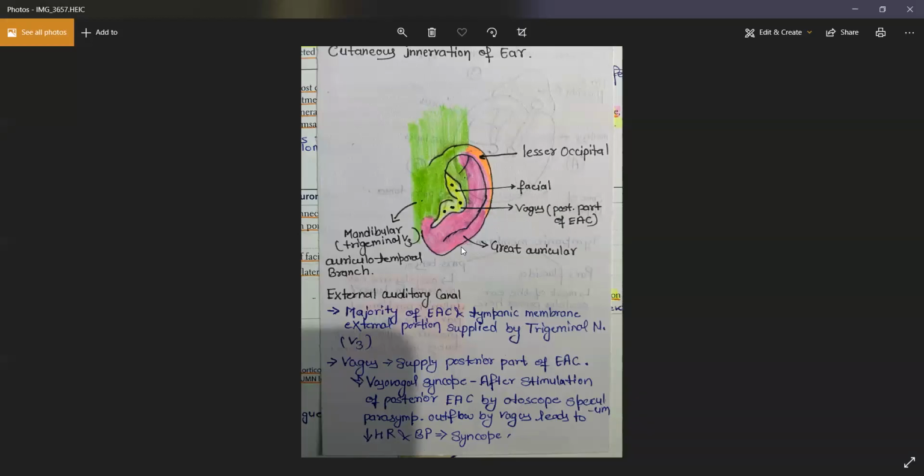On the earlobe, you have the great auricular nerve, and on the upper part you have the lesser occipital. So the main nerves will be your trigeminal nerve, facial nerve, and the vagus nerve. These three nerves you must remember.